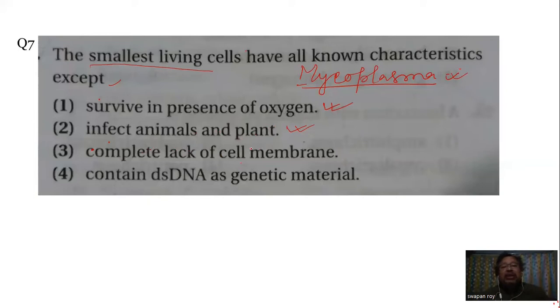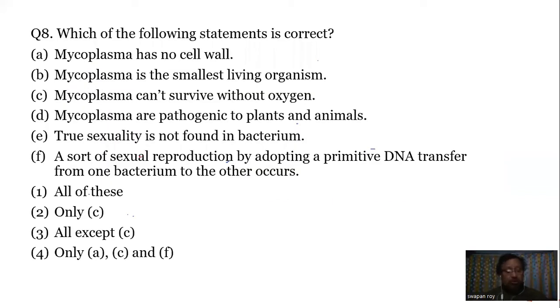Number 3, complete lack of cell membrane. This character is not correct. So this is our answer, complete lack of cell membrane. Of course, they don't have a cell wall. They don't have a nuclear membrane. Number 4, they contain double-stranded DNA as genetic material. This is also true.